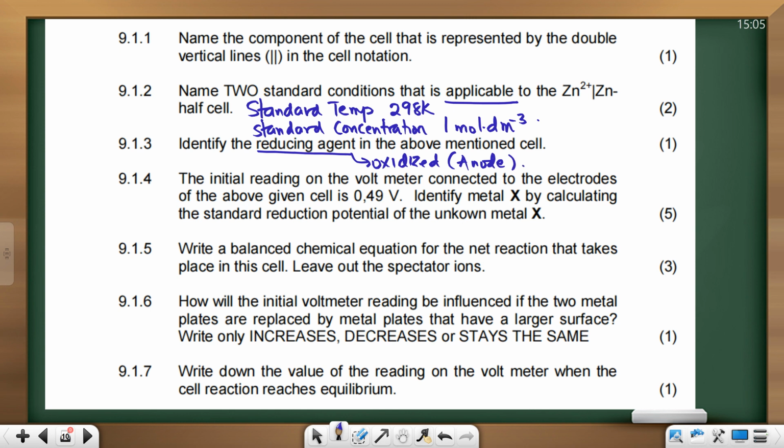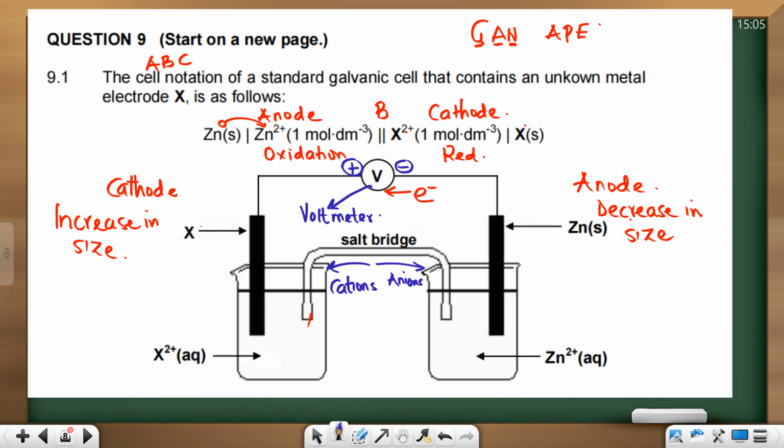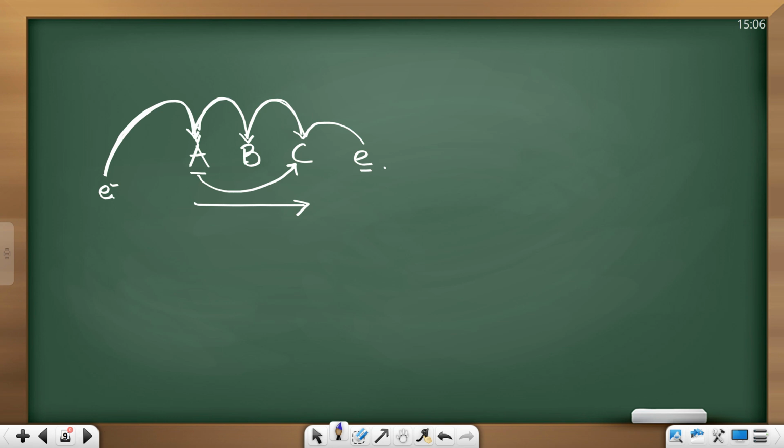So you go back. What is oxidized? Let's check. At the anode, zinc is oxidized to zinc 2 plus. Please take note. Don't just keep writing things. You look at it. Zinc is oxidized to zinc 2 plus. All right. Everybody okay? So what is oxidized? Zinc.